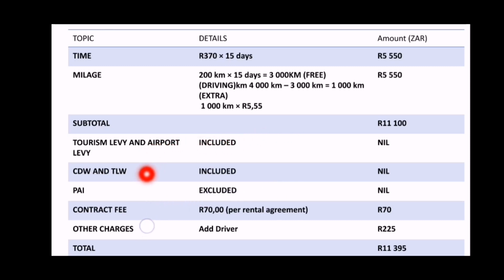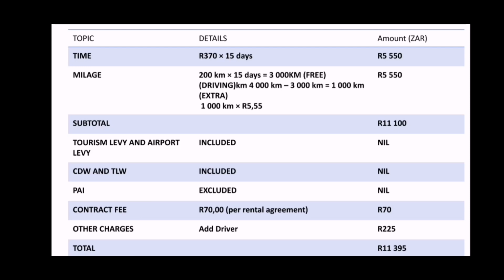Already when we went through the terms and conditions, we saw that the tourism levy, the airport levy, the collision damage waiver, the theft loss waiver are included. Our next section is to charge personal accidental insurance. In this case, they did not give us how much personal accidental insurance is, but they did say it is excluded. So we have to write in this section that personal accidental insurance is excluded and we didn't charge it, so it's nil. The next is the contract fee. The contract fee is charged at 70 Rand per rental agreement. We charged that. And then next we have the other charges.